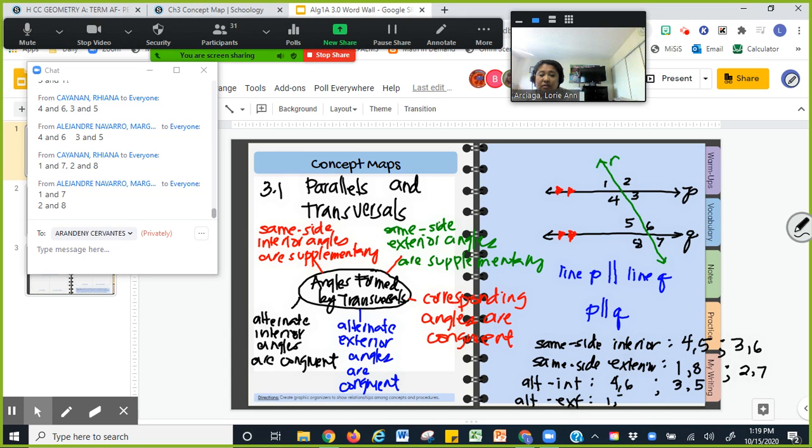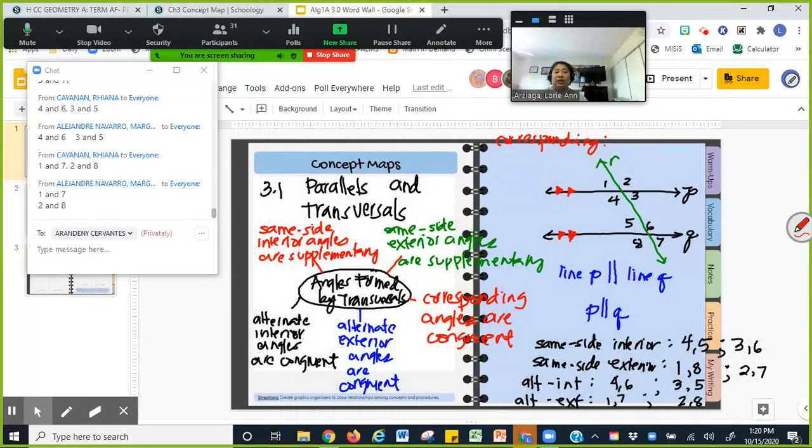7. That's great, Maggie. And the other one is 2 and 8. Awesome. Okay, and last but not the least, I'm going to write here on top because I run out of space right there at the bottom.